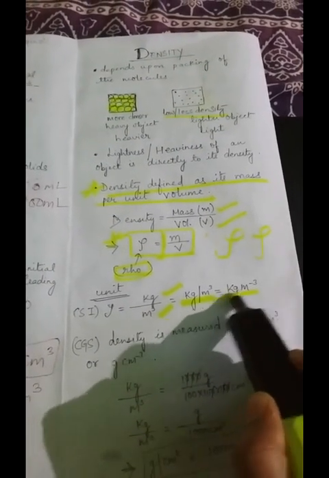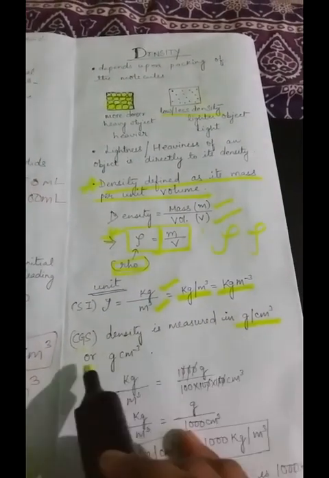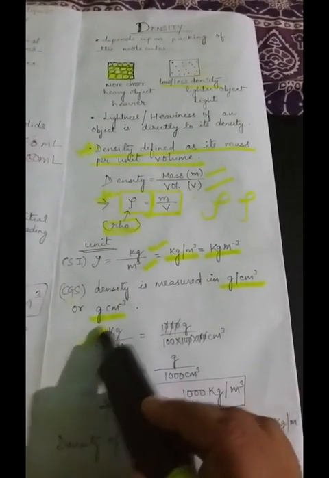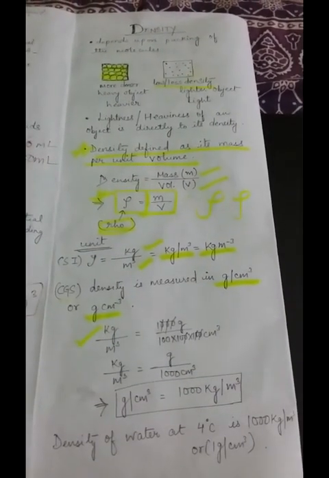Now one more thing to note, the standard unit of mass is kg. The standard unit of volume is meter cube. So the SI unit of density is kg per meter cube, or kg meter raised to the power of -3. And in the CGS system, centimeter gram second system, density is measured in gram per centimeter cube, that is gram centimeter raised to the power of -3.